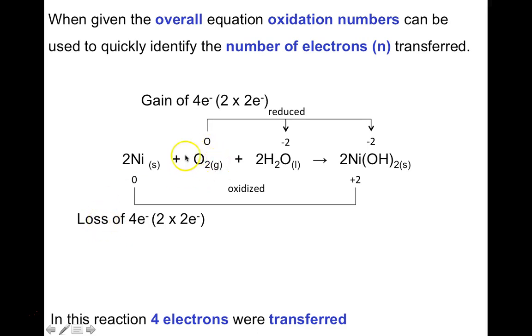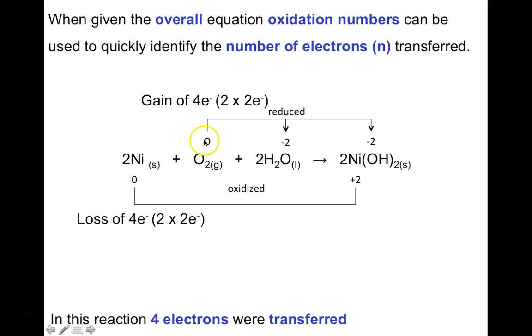When I look at the oxygen, it's a little more complicated. On the reactant side, oxygen is in 2 different forms. There's elemental oxygen with an oxidation number of 0, and then there's oxygen in the water with an oxidation number of minus 2. I end up with 4 oxygen atoms on the product side that all have an oxidation number of minus 2. So for these oxygen atoms, nothing happened to them. They just stayed in the same oxidation state.